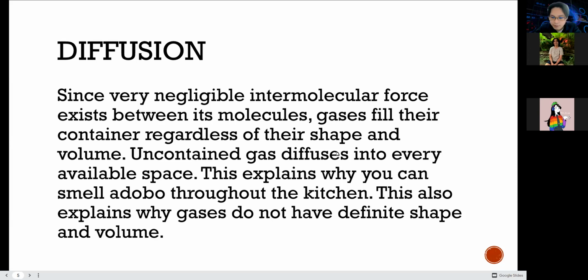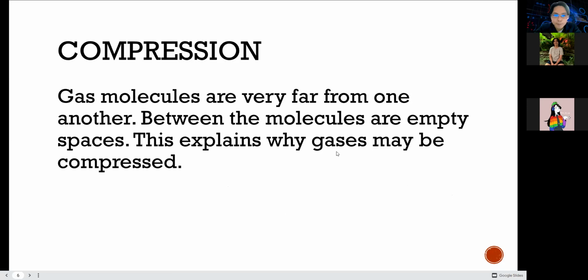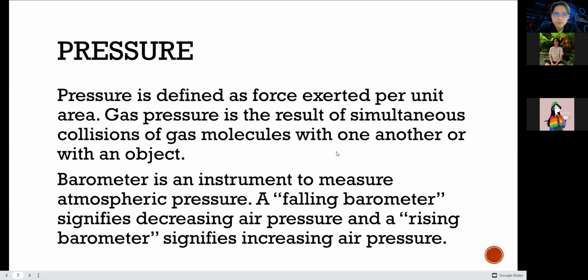Compression. Gas can be compressed. Gas molecules are very far from one another. Between the molecules are empty spaces. Because of these empty spaces, we can actually compress them to exert pressure. This explains why gas may be compressed: there are a lot of empty spaces all throughout their area. They're very far from one another.